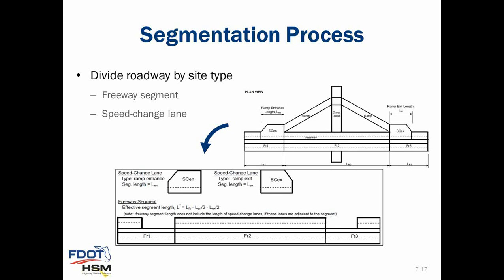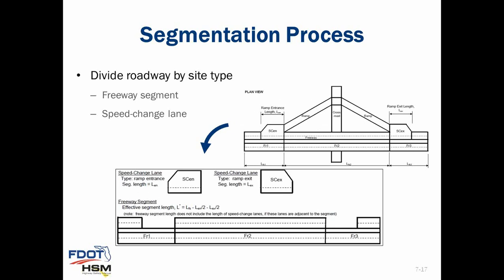You can see that the first and last freeway segments, that is FR1 and FR3, have a piece missing from them that corresponds to the adjacent speed change lane. For each of these 2 freeway segments, we account for this missing piece of roadway by computing an effective segment length. The equation for computing this length is shown near the bottom of the slide, just above the long freeway segment. This equation is a bit small here in the slide, but it's also described in chapter 18.